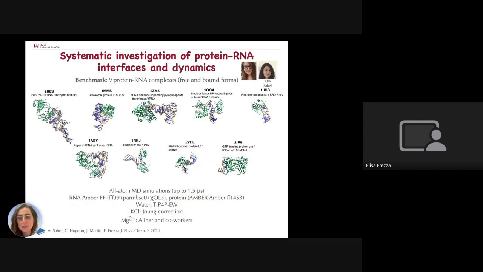To do so, we decided on a benchmark of different RNA-protein complexes with different sizes, different interfaces, different properties, and also different biological functions. And we computed atomistic simulations of up to 1.5 microseconds.